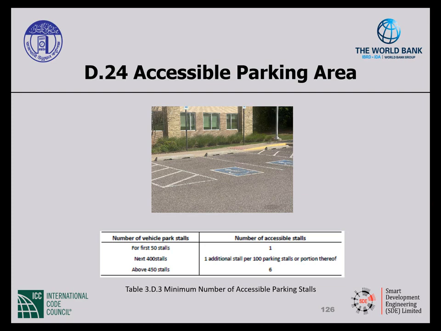Now, if you look at the table, it'll tell you, based on the number of required parking spaces, how many accessible stalls you need. So for the first 50 stalls, you need one accessible parking space. For the next 400 stalls, you have that one plus one stall for every 100 parking spaces. And then anything above 450 stalls need to provide 6 accessible parking spaces.